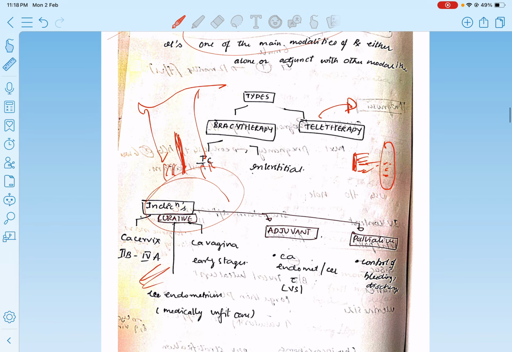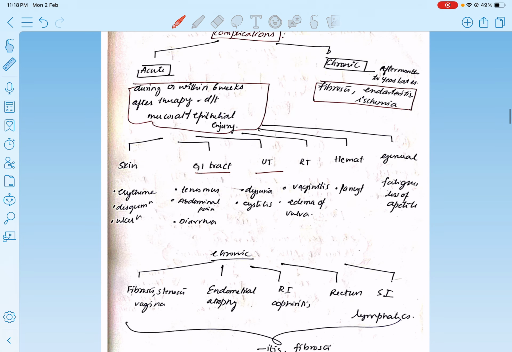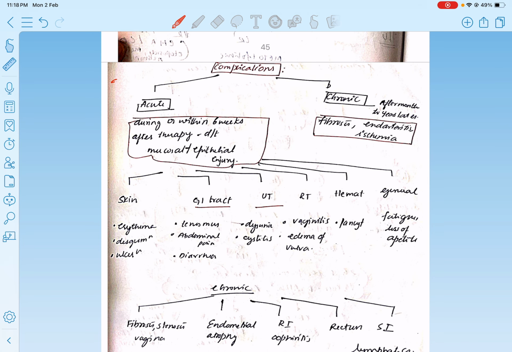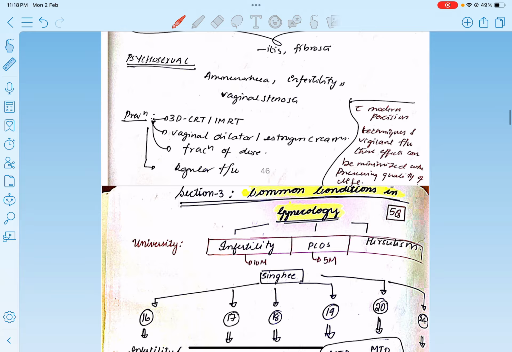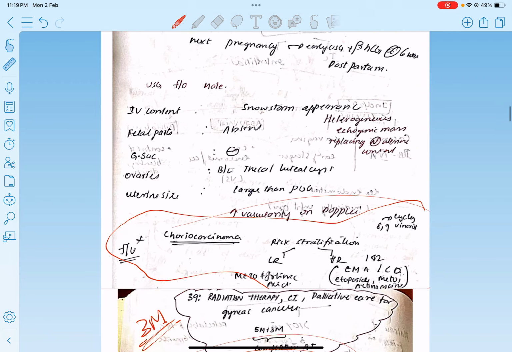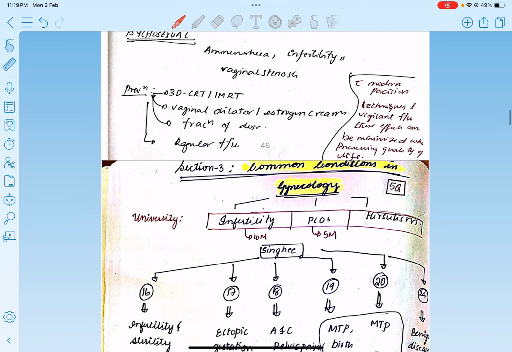These are the indications, as I told. The same thing you can write: for therapeutic purpose, for adjuvant purpose, for palliative purpose. Again, complications are an important 3-marker, which they have as acute and chronic. So make sure you write all the things, and while writing acute, make sure you mention these important things. Related to all you can write, but these 3 are important. Okay, that's it.